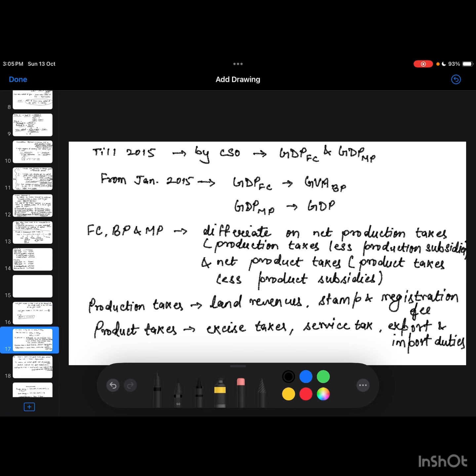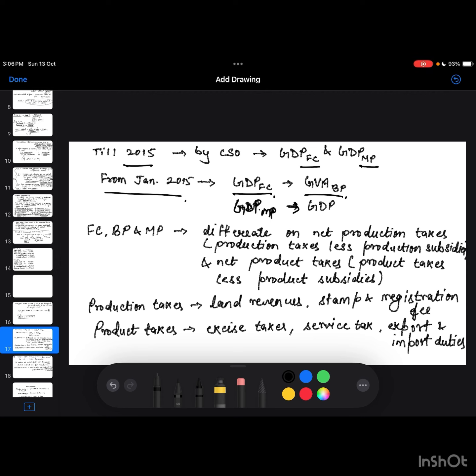Now next, till 2015 GDP was calculated at factor cost and market price by CSO, and from January 2015 GDP at factor cost is replaced by gross value added at base price, and GDP at market price is simply GDP. Now factor cost, basic price and market price are differentiated on the basis of net production taxes, that are production tax minus production subsidies.